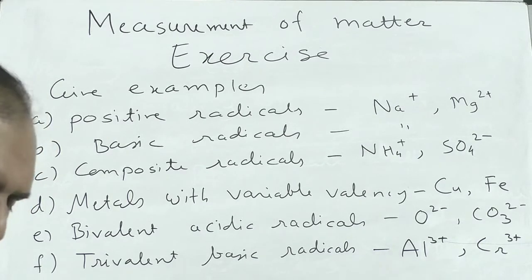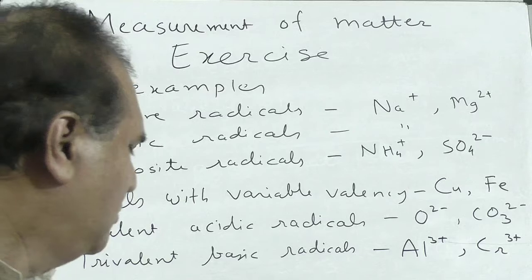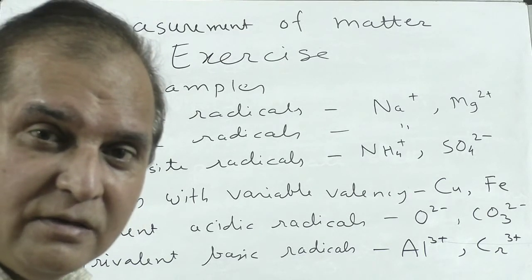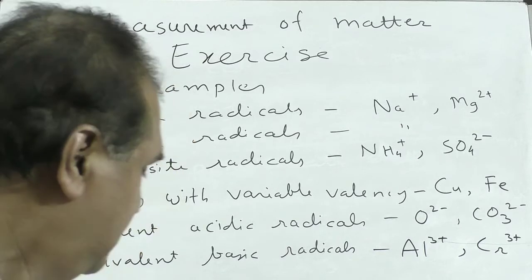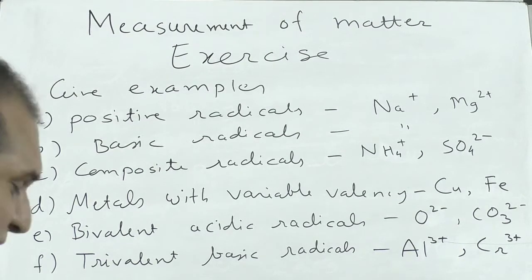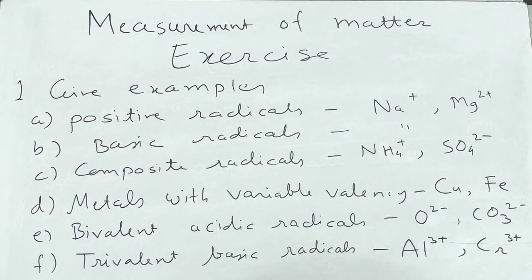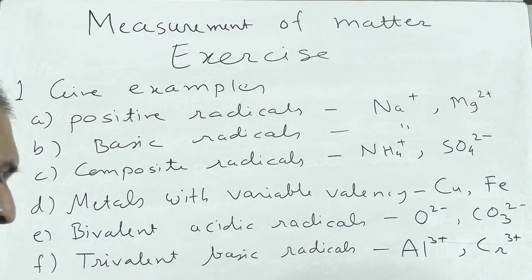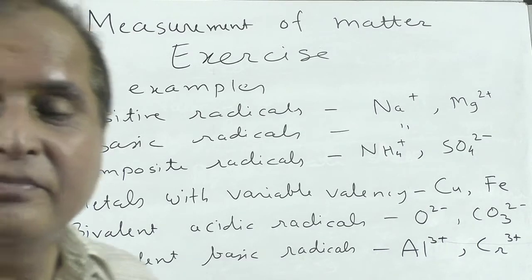Copper Cu, again double valency. Cu plus is cuprous, Cu2 plus is cupric. Lower valency ous, higher valency ic. Understood? Sulfur S2 minus, sulfide. Carbon C, its carbonate radical CO3 2 minus. Chlorine Cl minus, its chloride. Oxygen O2 minus, its oxide radical.